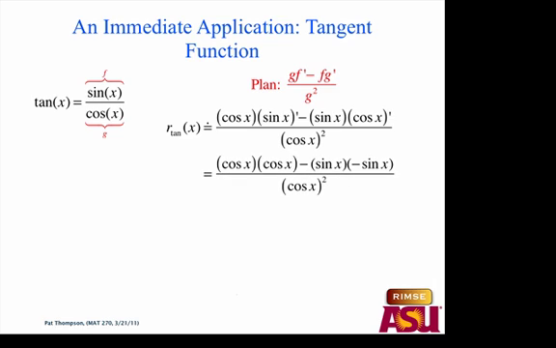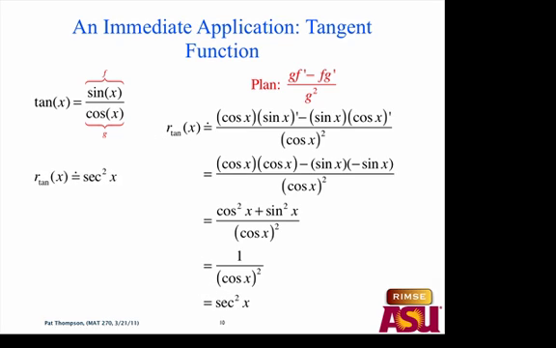So the rest is just algebra and trig identities. One identity being cosine squared plus sine squared is 1, and 1 over cosine squared is secant squared. So here's a new rule to add to sine and cosine. The rate of change of tangent is secant squared.